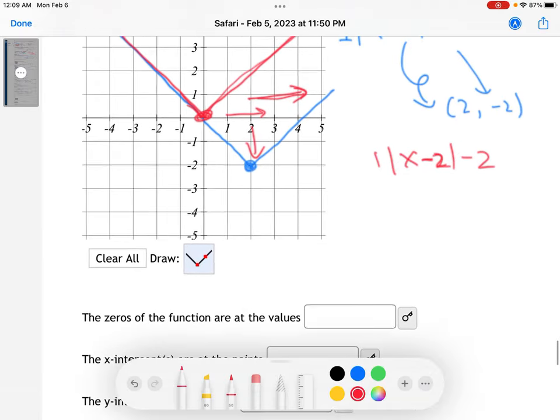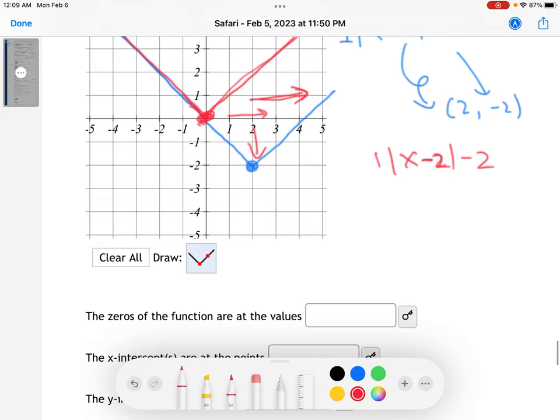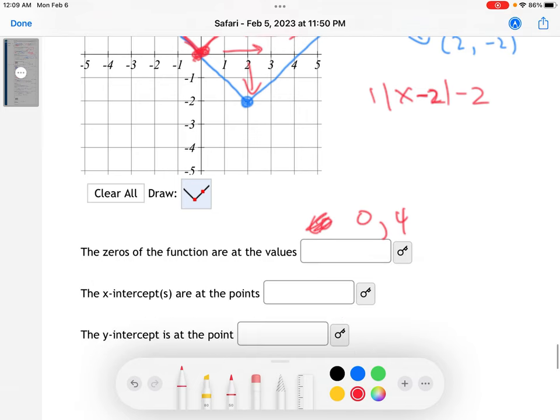Okay, zeros of this function. Zeros are just these values. 0, 0, 4. X-intercepts are these, but in coordinate pairs, (0, 0), (4, 0). Y-intercept is the same here as the x-intercept because they both go through the origin, 0, 0.